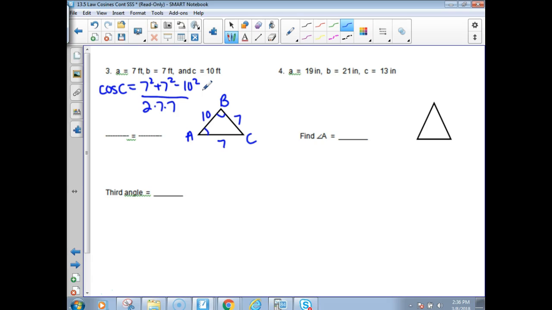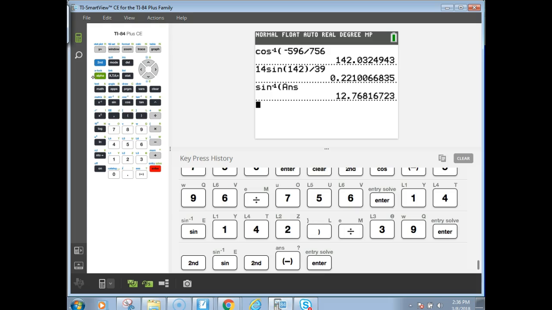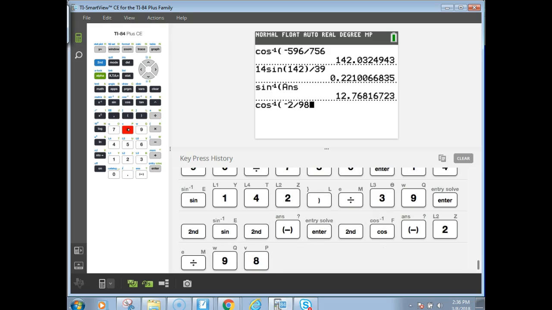Okay, we're going to get 49 minus 100. Actually that's 98 minus 100, so that's going to be another one with a negative in the numerator, and that's just negative 2. And on the bottom, we're going to get 98. So second cosine of negative 2 divided by 98. Find that angle to be 91.2 degrees.